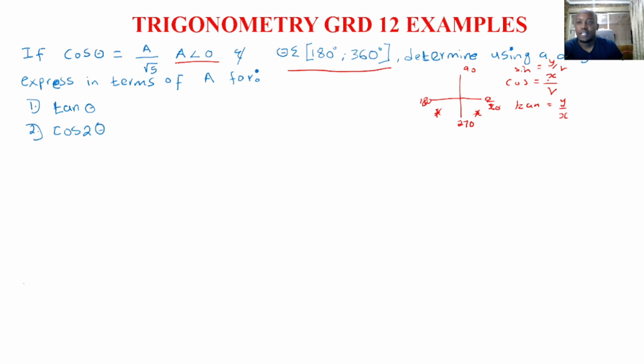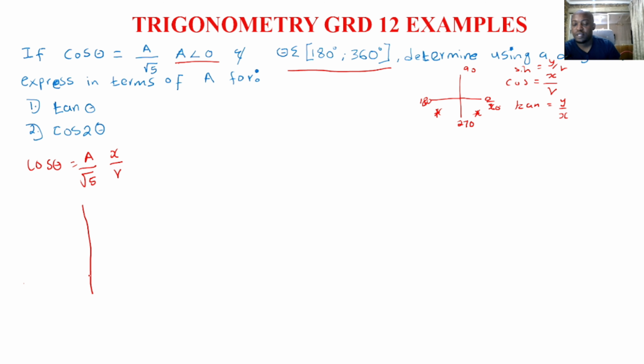Determine using a diagram and express in terms of a: we have to deal with tan theta and then cos 2 theta. All right, so let's look at what is given. Cos theta is equal to a over square root of 5. With the aid of a diagram, this is going to be adjacent over hypotenuse, which is r.